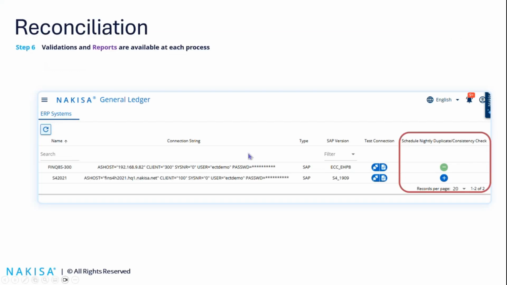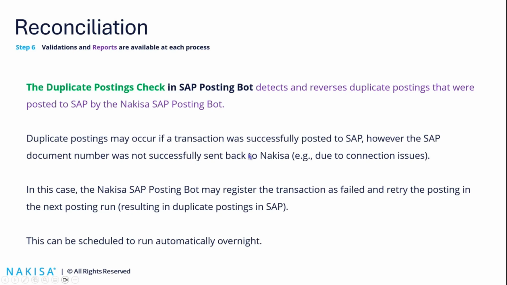So what is this feature? When you are connected with SAP, this check runs in the SAP posting bot. It will detect and reverse any duplicate postings that were posted to SAP by the Nakisa SAP posting bot. Now the question is why it happens. A duplicate posting may occur if a transaction was successfully posted to SAP, however the SAP document number was not successfully sent back to Nakisa. This is how we get the externally posted transaction reference number.